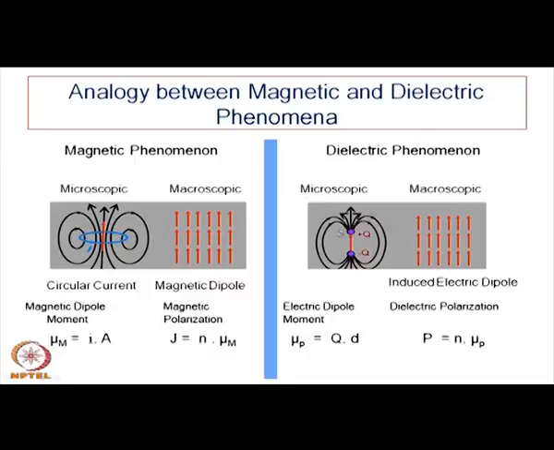The same thing here also, you have dipole moment, this is q multiplied by d, that means q is the charge and the distance of separation is d, and the dipole polarization is P, capital P, equal to small n into mu p, the dipole moment multiplied by the number of dipoles present per unit volume. So, these are some kind of a correlation or analogy between magnetic phenomena and dielectric phenomena.